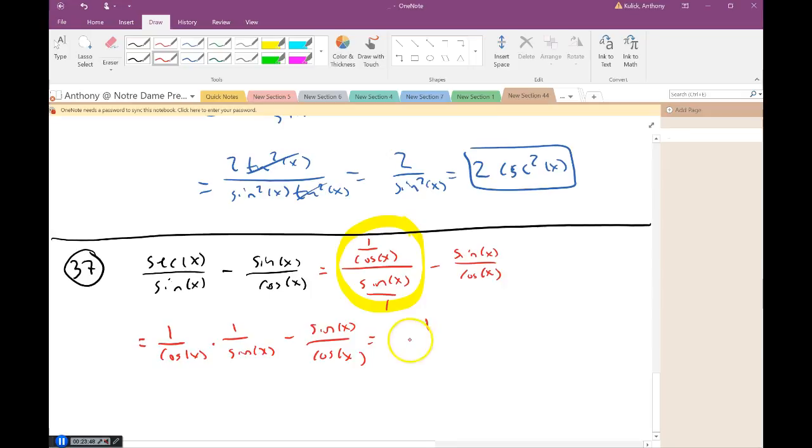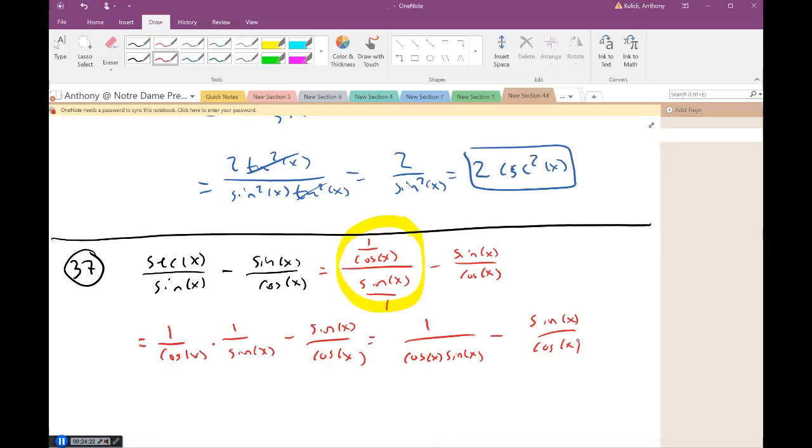So I basically just have 1 over cosine x sine x minus sine x over cosine x. Okay. Everybody on board to here? What do you think now? Yeah, you can't cross those sines out because of the subtraction symbol in between them. You need an addition symbol to cross those out.